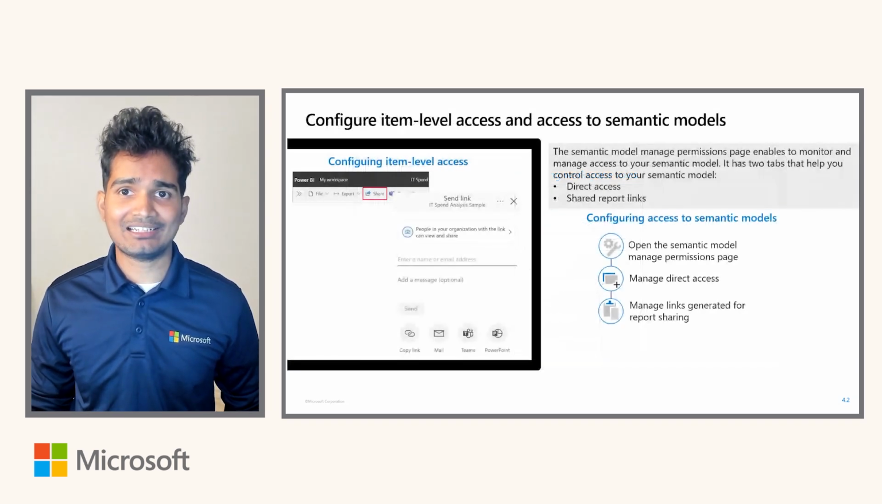Understand that enabling direct access can be done by sharing items, including semantic models, to users via direct access using their email addresses or security groups.